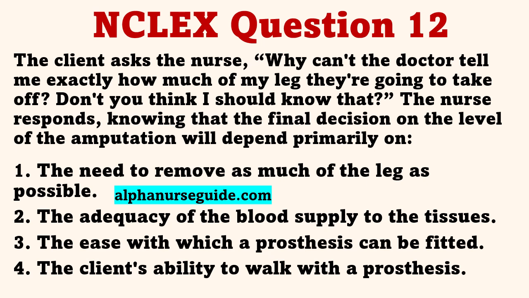The correct answer is 2. The level of amputation commonly cannot be accurately determined until surgery, when the surgeon can directly assess the adequacy of the circulation of the residual limb. A longer residual limb facilitates prosthesis fitting and will make it easier for the client to walk. However, although these aspects will be considered in the final decision, they are not the primary factors influencing the decision.